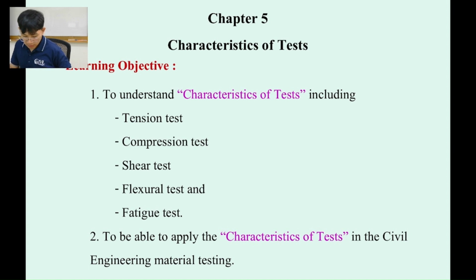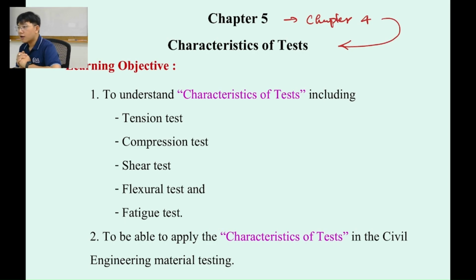All right, coming back to our chapter 5. Chapter 5 basically uses the knowledge from chapter 4, which is about the mechanical properties of materials. After we know the mechanical properties, we're going to check back on the characteristics of the test. In conclusion, for this course, we divide it into 5 main tests.